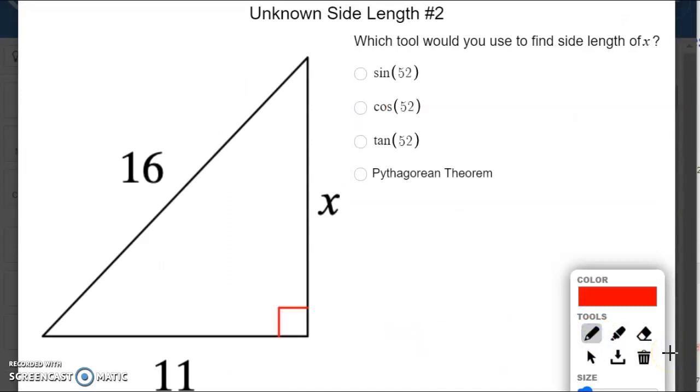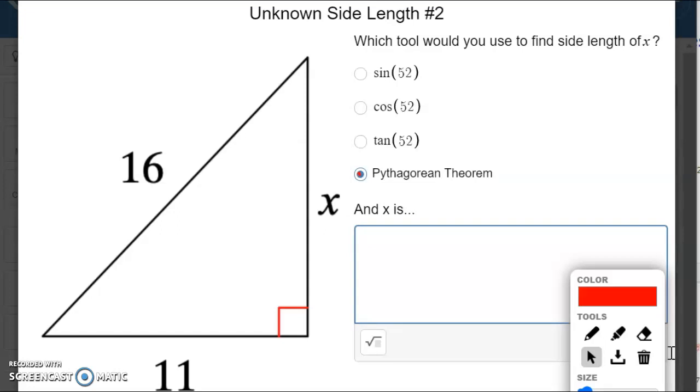Okay, what trig function am I going to be using? Well, we have a right triangle. We're given two of the sides, a leg and the hypotenuse. Well, we're not going to use a trig function. We're going to use the Pythagorean theorem, won't we? And then how do I figure that out? Well, I know that leg squared plus leg squared is going to be 16 squared.